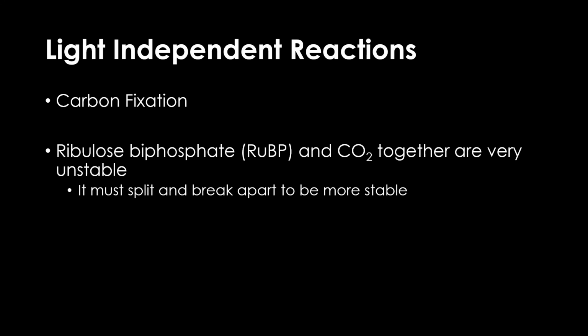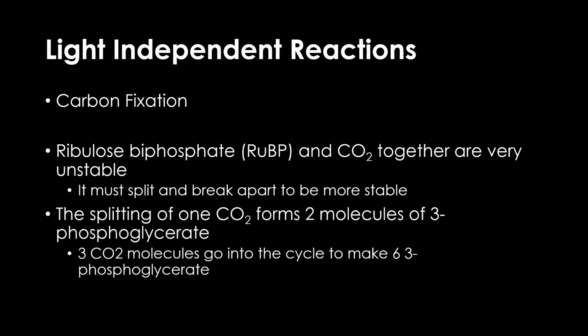RUBP and carbon dioxide together make a very unstable compound. To stabilize, it breaks into two pieces. The splitting forms two molecules of 3-phosphoglycerate. For purposes of looking at the complete cycle, we are going to look at 3 carbon dioxide molecules going into the Calvin cycle, thus forming 6 molecules of 3-phosphoglycerate.